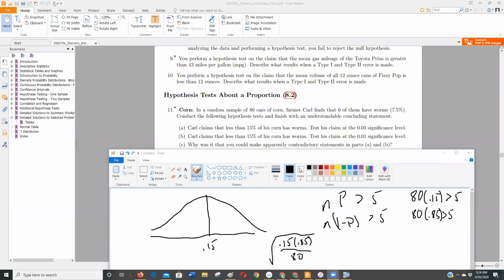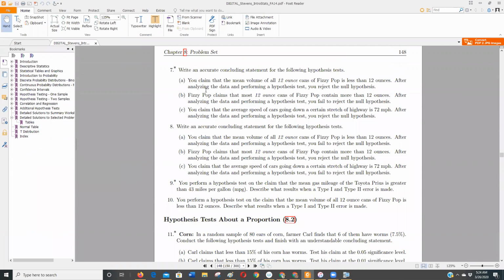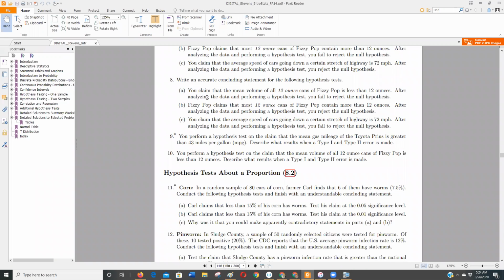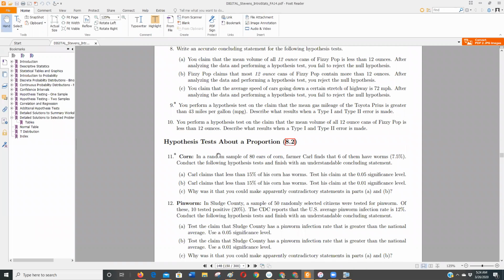All right, so I'm going to try to walk you through this corresponding question out of the textbook. This is chapter 8, page 148. But it's about corn earworms. And now I know this is about proportions because they're telling me it's about proportions.